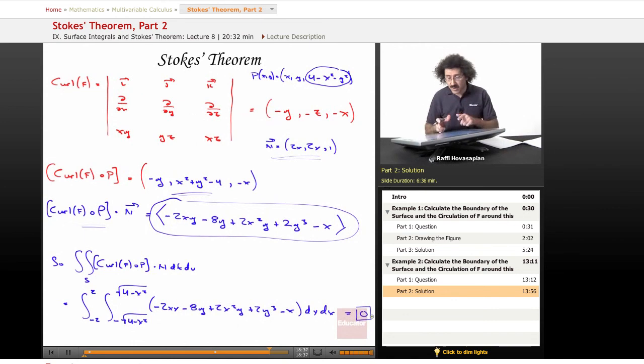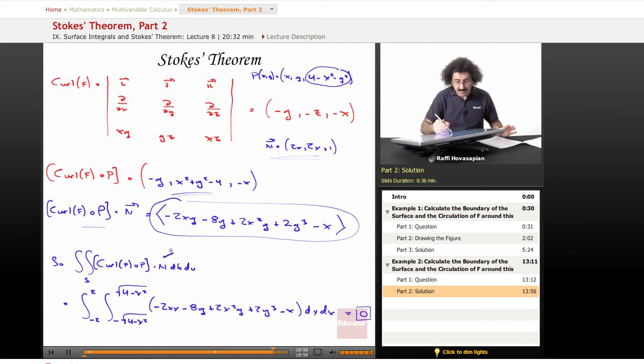That's it. In this particular case, this vector field, xy, yz, xz, is not rotating around that surface. It is not circulating around the boundary. That's what this says. Very, very simple.